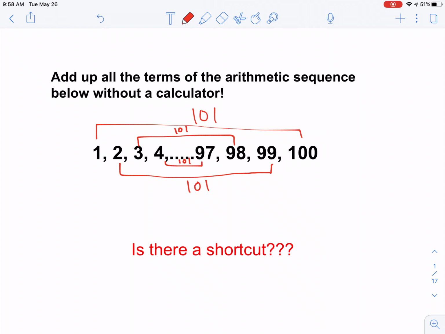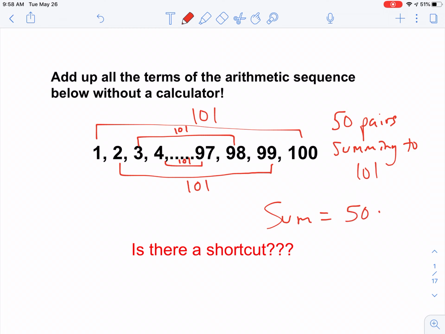So you're going to have sums of 101 50 times because there's 100 numbers. 1 to 100 is 100 numbers, and you're summing in pairs. So there's 50 pairs, right? 50 pairs summing to 101. So the sum is just going to equal 50 times 101, which comes out to 5,050. That's the sum. Much quicker than sitting there and adding them up one by one, right?